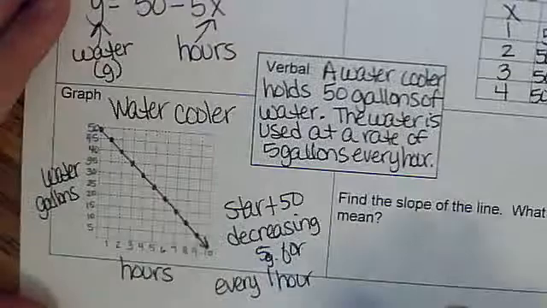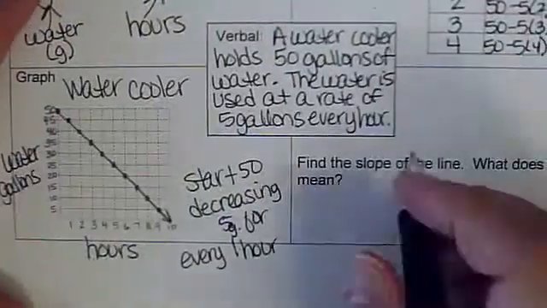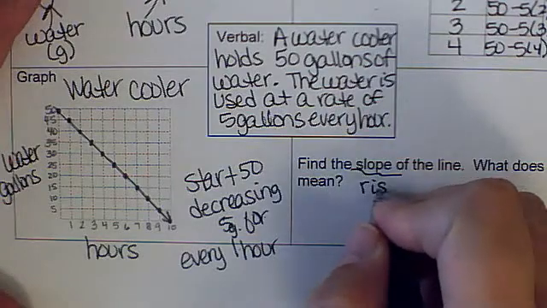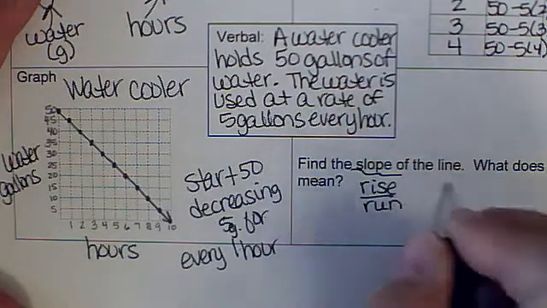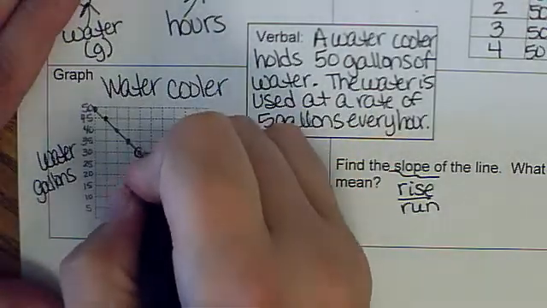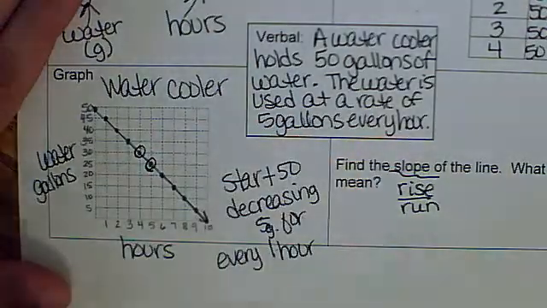Okay. So now our question, find the slope of the line. So remember, slope is rise over run. So we pick 2 points, any 2 points you want to pick. I'm going to pick these 2. I just picked them just because I could. You could pick any 2 you wanted.